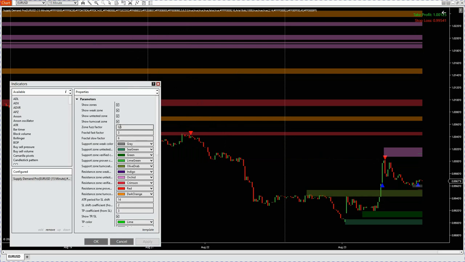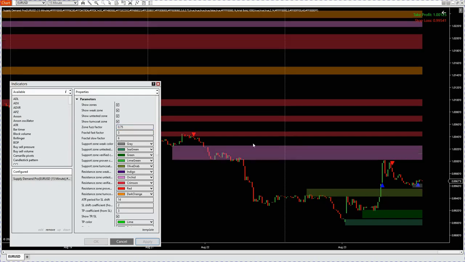So I'm going to put that back to 0.75, and here we're back to the default settings, and you can see the zones now are a little more pronounced. They're not as small and sharp as they were at 0.5, and they're not quite as large. If you make them too large, then the zones interfere with each other, and that doesn't work too well.